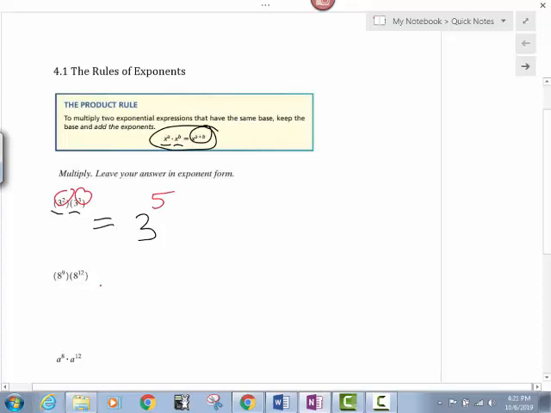Okay. Let's do the same thing here. Remember, our base numbers are going to stay the same. That's going to stay an 8. 9 plus 12 should give me a total of 21.